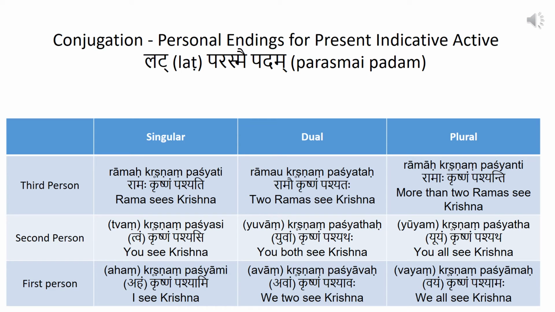So you see Krishna, Krishnam Pashyasi. You two see Krishna, Krishnam Pashyatha. Or you all see Krishna, Krishnam Pashyatha. These forms would convey sufficient information.